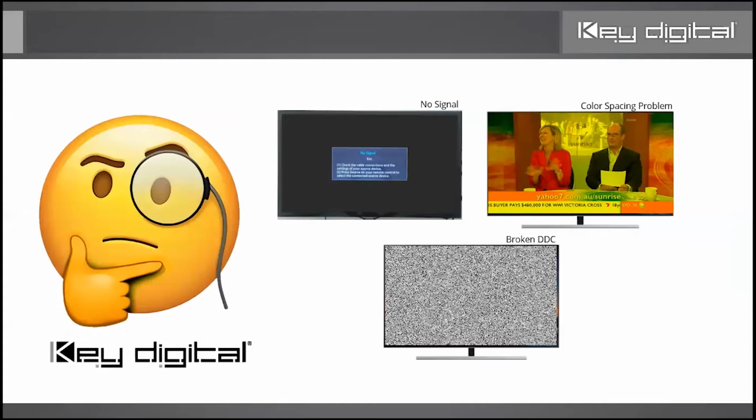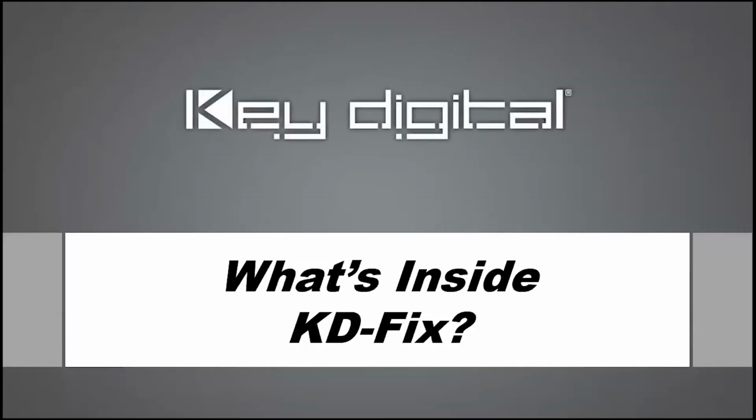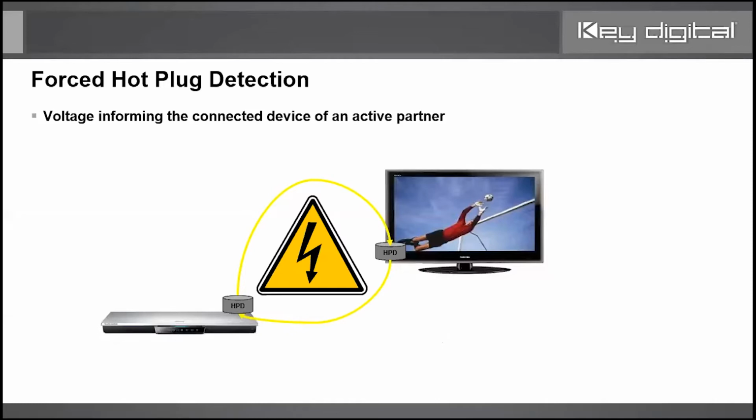We talked about incompatible resolutions. What about no signal? What about color spacing problems or broken DDC? Have you ever had these problems happen to you? Well, one of the first tools that is built into our fixing products and our other products like our extenders, matrices, etc., is forced hot plug detection. Now you may be familiar with hot plug detection. What does it actually mean? It comes from the computer being able to adjust, being unplugged from one monitor and plugged into another monitor without rebooting the computer. That's where it comes from.